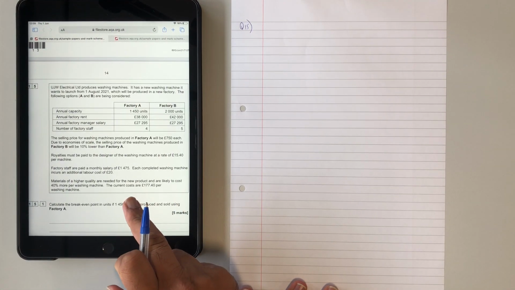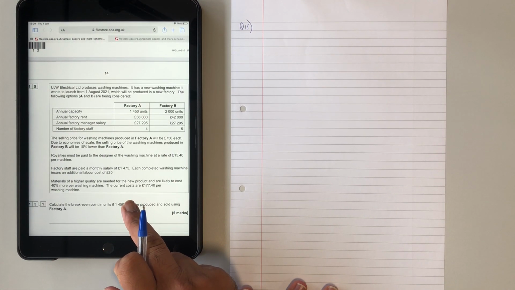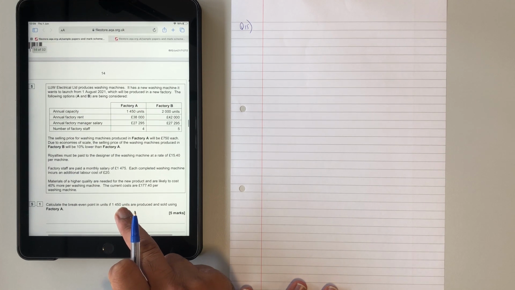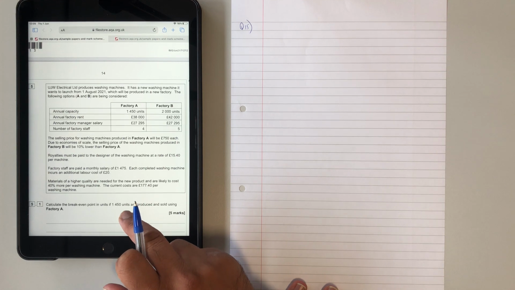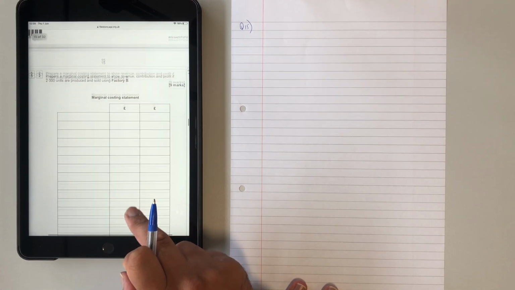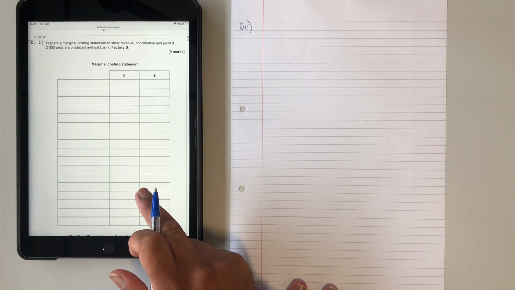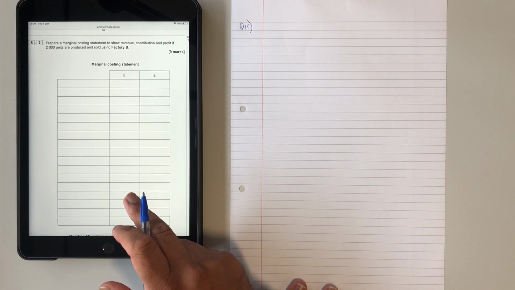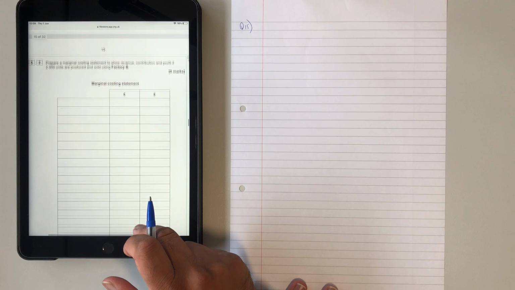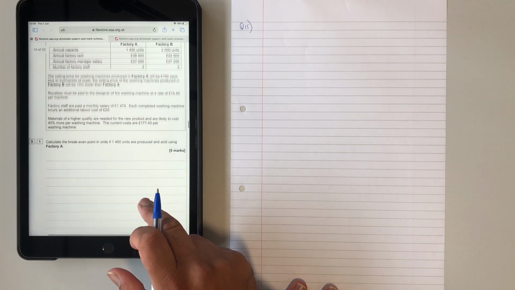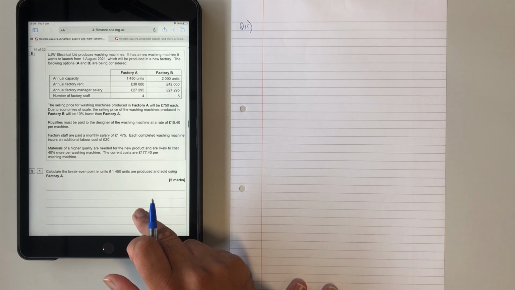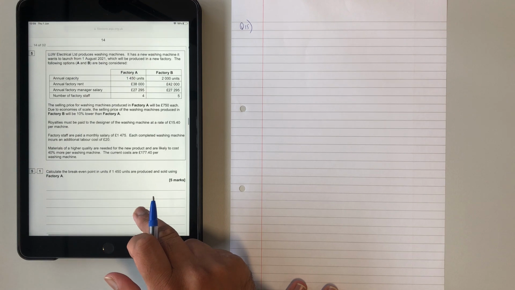Okay, so question 15 is basically the second question in Section B, which is a break-even question. So that's the first one, break-even. I'll go through 15.1 and 15.2 because they are linked. They're both calculation questions. The second part is basically a marginal costing statement. Okay, so let's make a start.